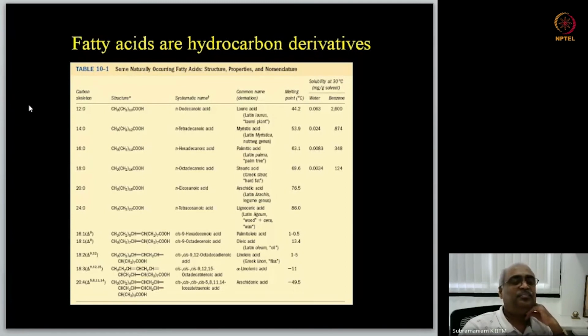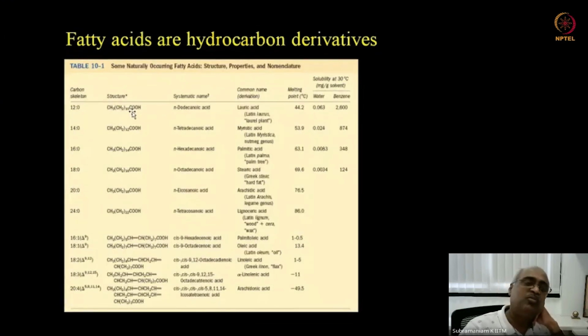Here, for example, I'll get into nomenclature because it's already there. 12 means you have 12 carbons. The carboxyl carbon is number 1, then you continue to number towards the methyl group. And this colon and 0 means the degree of unsaturation. How many double bonds do you have in this chain? In this particular molecule, it is 0.